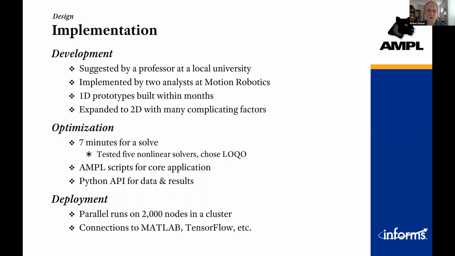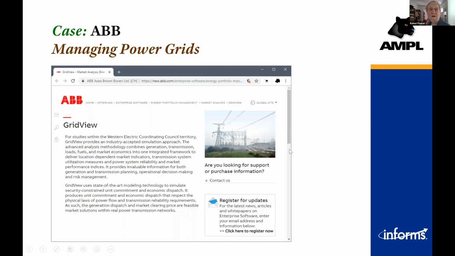So there we see a quite different approach. And so let me move on to the third one. This is by a company called ABB, which is big in the power industry. And this application is to manage power grids. And here I show a page describing the product that they built using AMPL and model-based optimization. It's called Grid View.